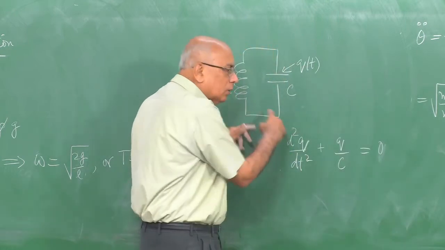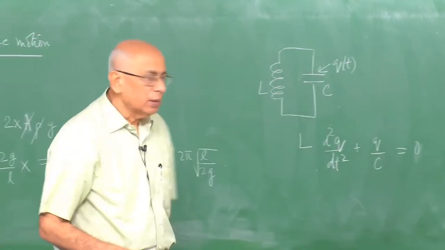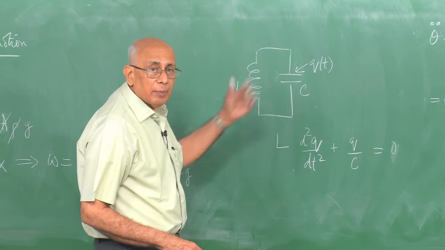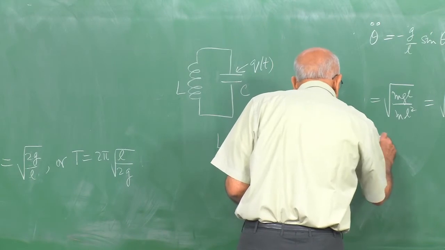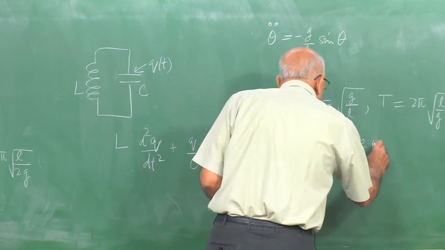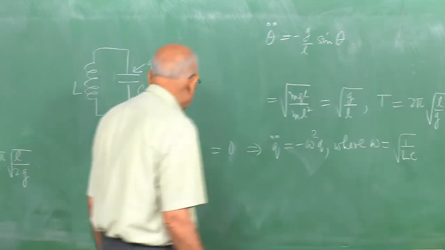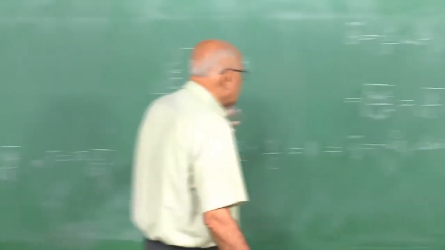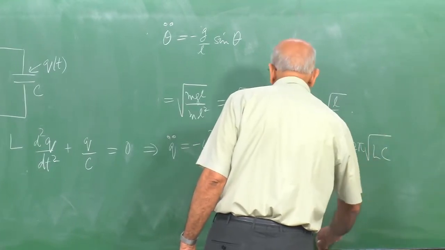If you connected it to an external source of voltage, on the right hand side you would have the applied EMF, a forced oscillator. So this is the equation of the instantaneous charge on the capacitor. But it is exactly the simple harmonic oscillator form, because this says q double dot equals minus omega squared q, where omega equals square root of 1 over LC. So the time period of oscillation T equals 2 pi root LC in this problem.